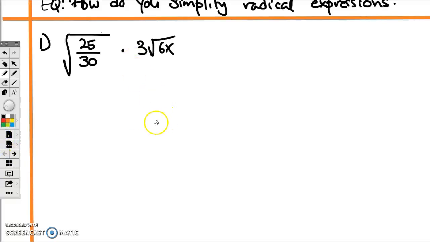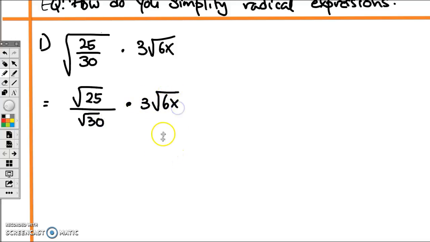So our essential question for today is, how do you simplify radical expressions? Okay, so over here, the most important thing that you have to remember is this big square root. That means you gotta find the square root of the top and also the square root of the bottom. And then you're going to have to multiply that by 3 square root of 6x.